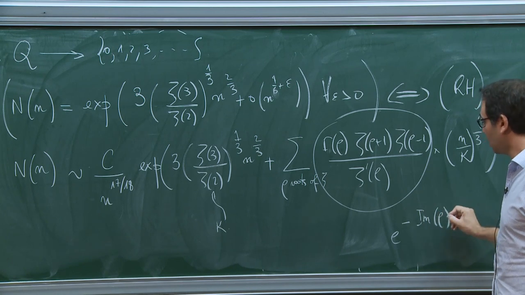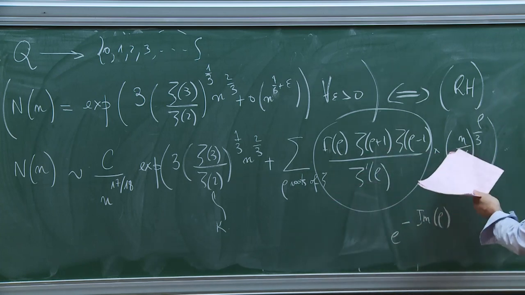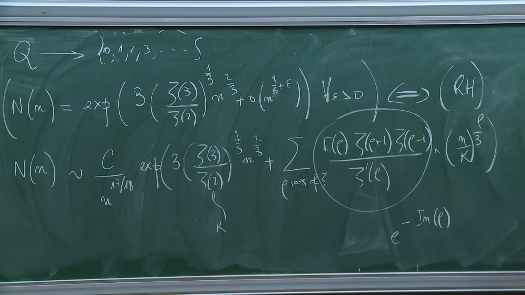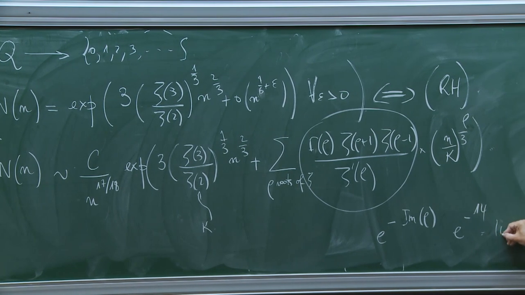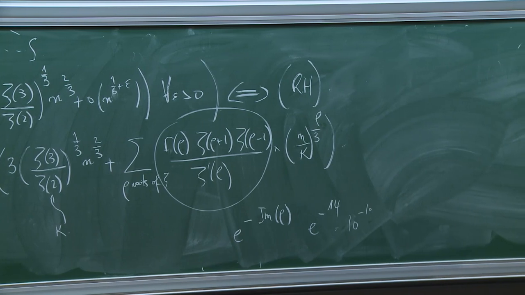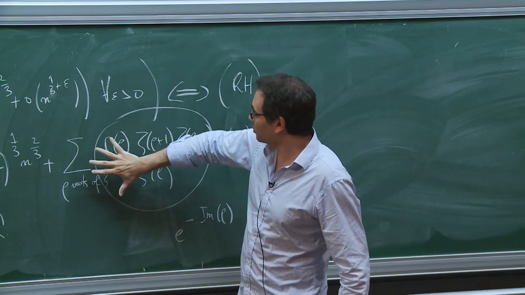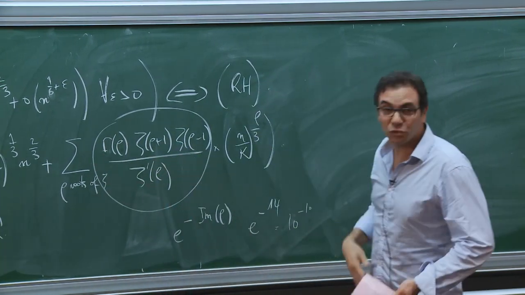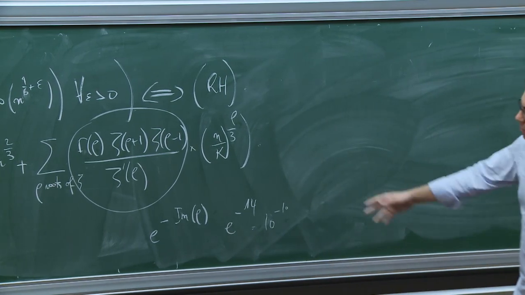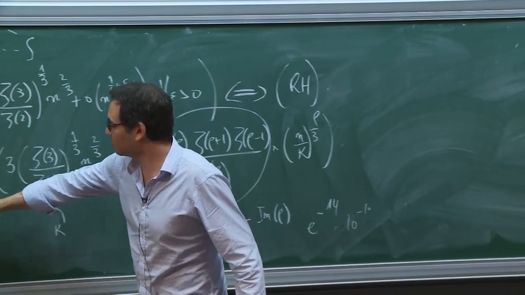So the largest term in front of these more or less oscillating powers is of the order e to the minus 14. So it's something like 10 to the minus 10, something like that. So in practice, you cannot see this. You have to wait for n equal to 10 to the 60 if you want this term to compete with this one.